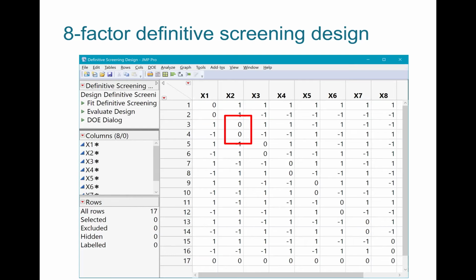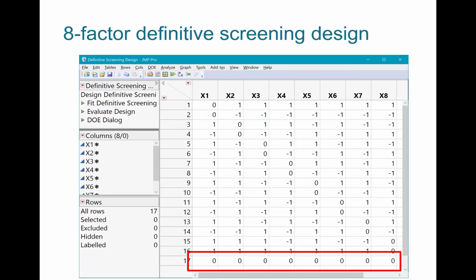And there's a very specific pattern in the zeros, as you can see. In the first column, the zeros appear in the first 2 rows. In the second column, the zeros appear in rows 3 and 4. We have the zeros marching down basically the diagonal of this matrix. And the final thing is that a definitive screening design always has a row of zeros, meaning that there's one test that we have to do at the intermediate level of all the inputs.